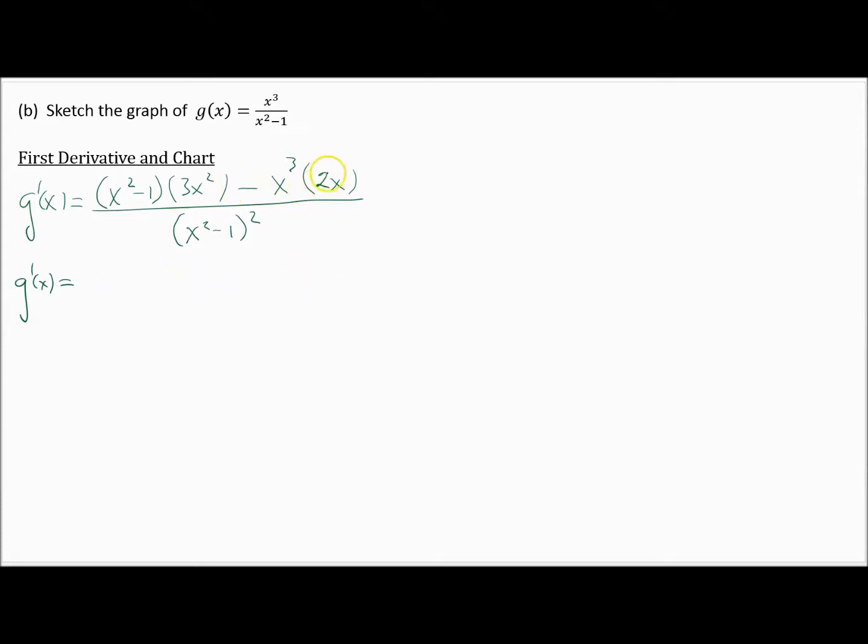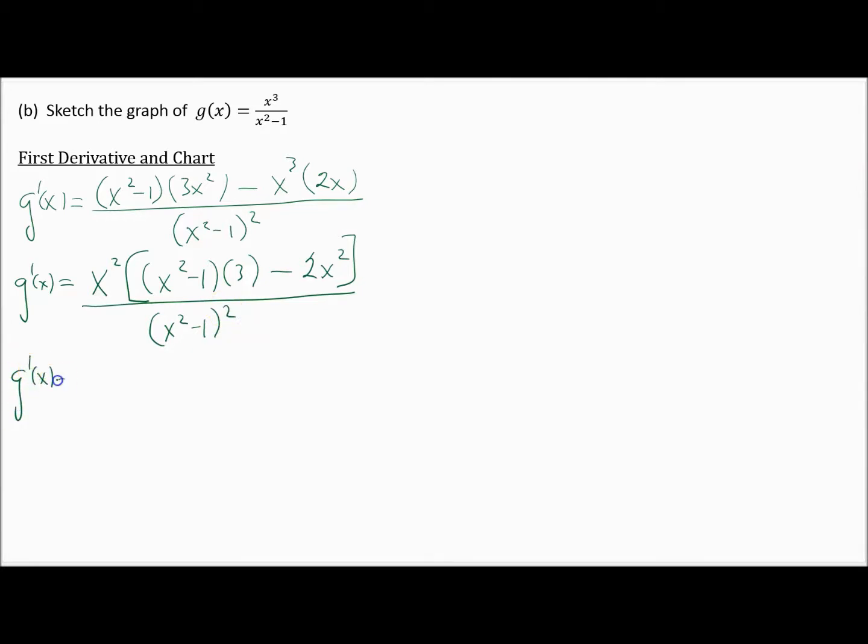Look, that's got an x to the fourth, and that's got an x squared right there. Let's pull out an x squared. Okay, that's going to leave me with x squared minus 1. That 3 is still there. Minus, if I pull out x squared here, I'm still left with 2x squared there. Okay, over x squared minus 1 all squared.